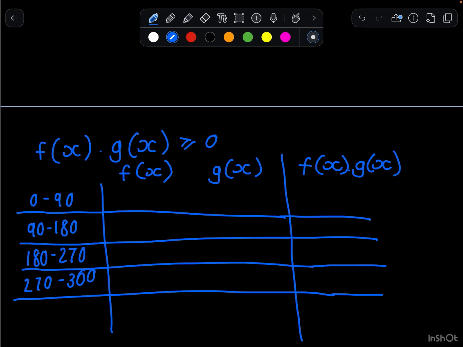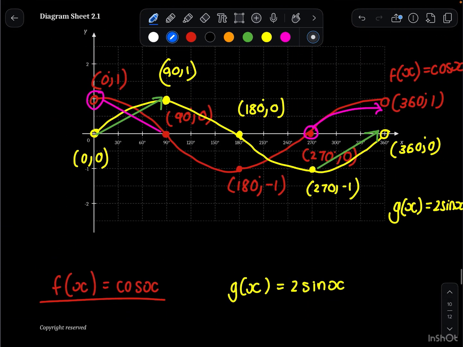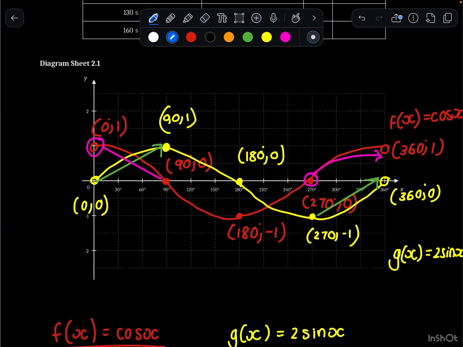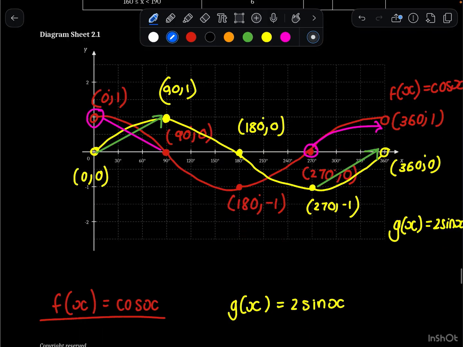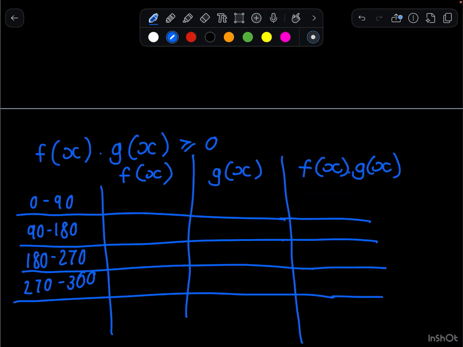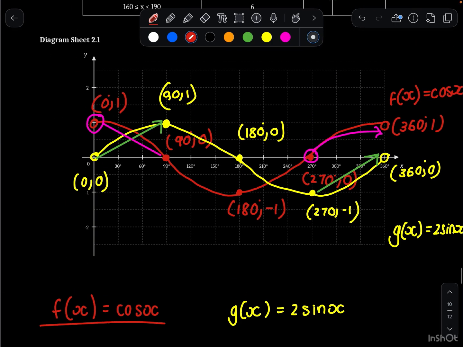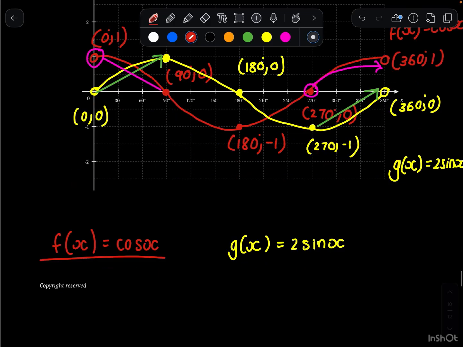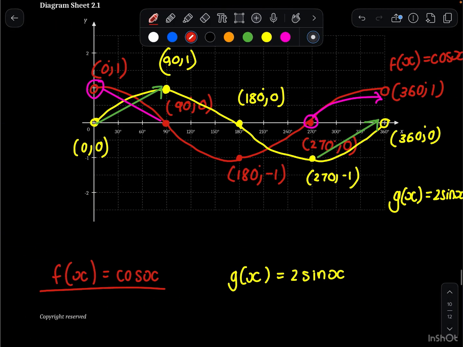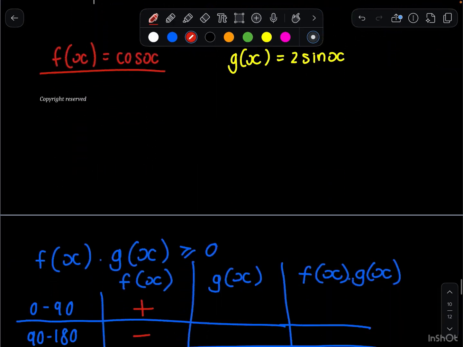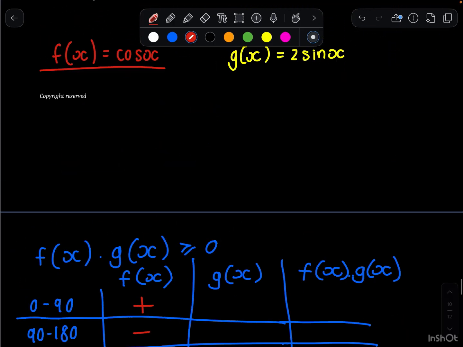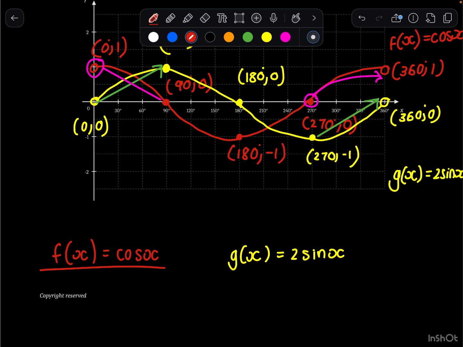Okay, let's have a look. Okay, so from 0 to 90, f of x is the red. So from 0 to 90, it is positive. Then 90 to 180, it is negative. 180 to 270, it is negative. 270 to 360, it is positive.